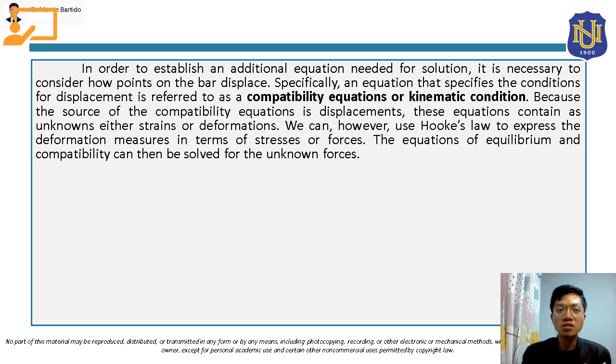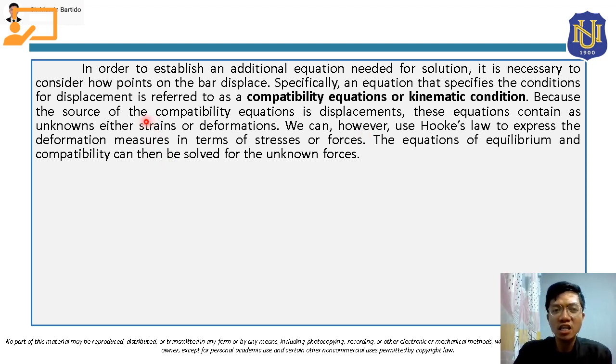Because the source of the compatibility equations is displacements, these equations contain as unknowns either strains or deformations. We can, however, use Hooke's law to express the deformation measures in terms of stresses or forces. In Hooke's law, we have formulas for strains in terms of stress. That is actually stress over E, right?